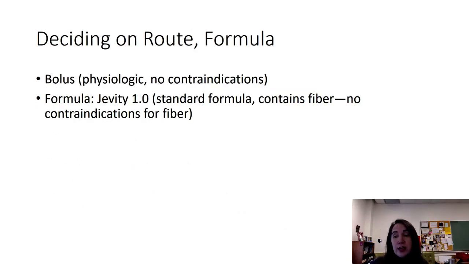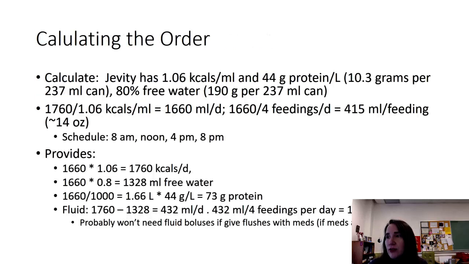And when we're considering the type of feeding, a standard formula that contains fiber, again, is probably most important. Standard, because we can't think of a reason why she needs a pre-digested or elemental formula. We can't think of a good reason why she needs to avoid fiber. In fact, she may need it more because people with neurologic conditions sometimes have differences in gastric motility, and fiber can be helpful. And so we then calculate the order.